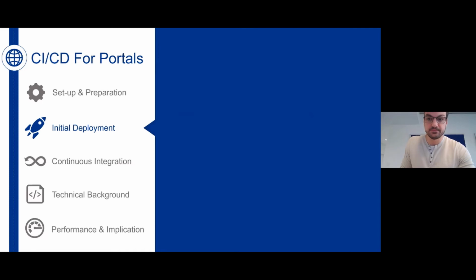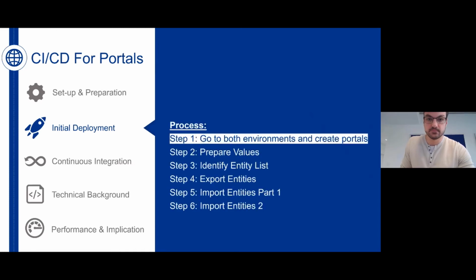Next step here. So before we go into the details, I would like to introduce you to the process. So now we have our two environments. We have two portals, on dev and on production. And now we need to deploy the first time. So we go to our dev system and make some changes. We create new content, new pages, and so on. But production is still untouched.